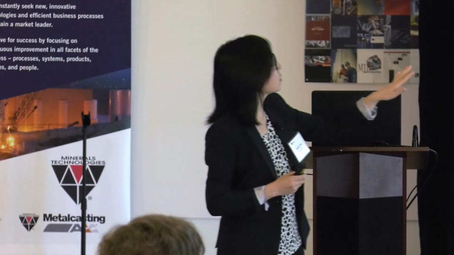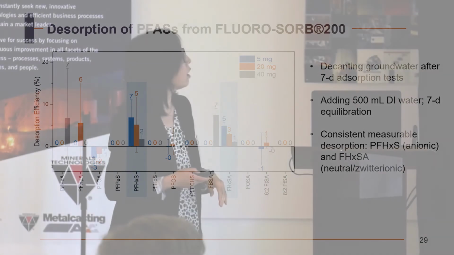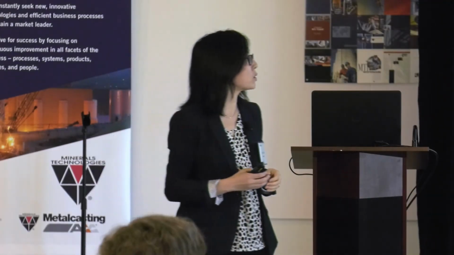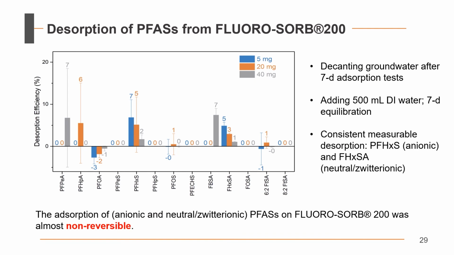But for everything else, you see some large data points. Sometimes maybe just one data point is really high and gives you a really large bar, but there was no consistency. So I would focus more on the ones with consistency. But overall, there was very, very little leaching of the PFAS that was taken up by FLUORO-SORB 200. So we concluded at that time that the sorption was almost non-reversible.